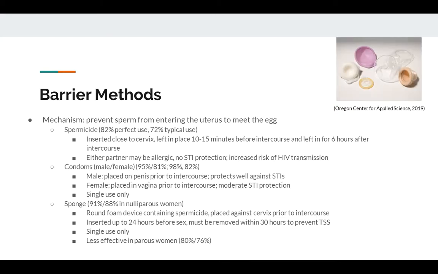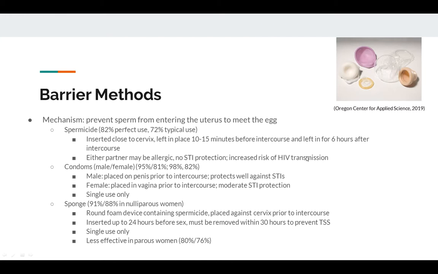You probably are pretty familiar with barrier methods. Some of these are combined together. So for example, spermicide is used with the sponge and the female diaphragm and cervical cap. So these are the different components of each one. Keep in mind though that these rates are the perfect use and typical, and that's for perfect and typical for the male, perfect and typical for the female.